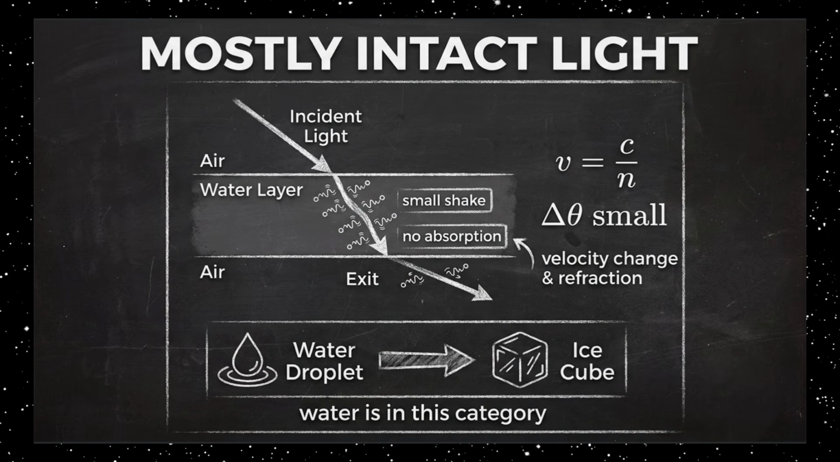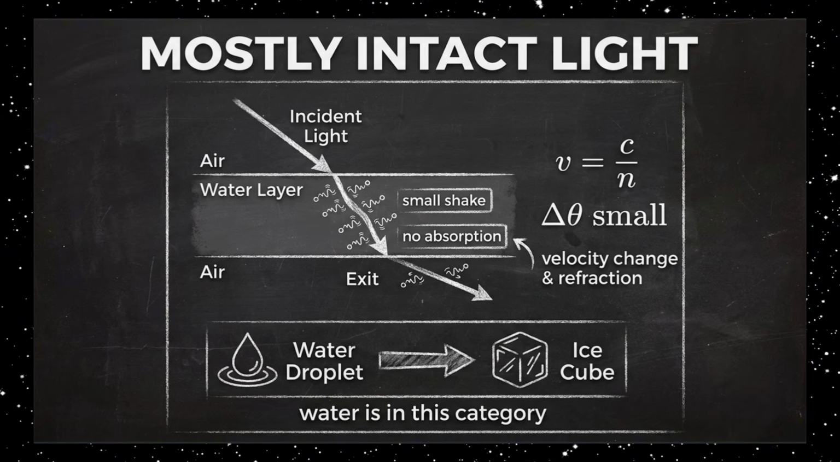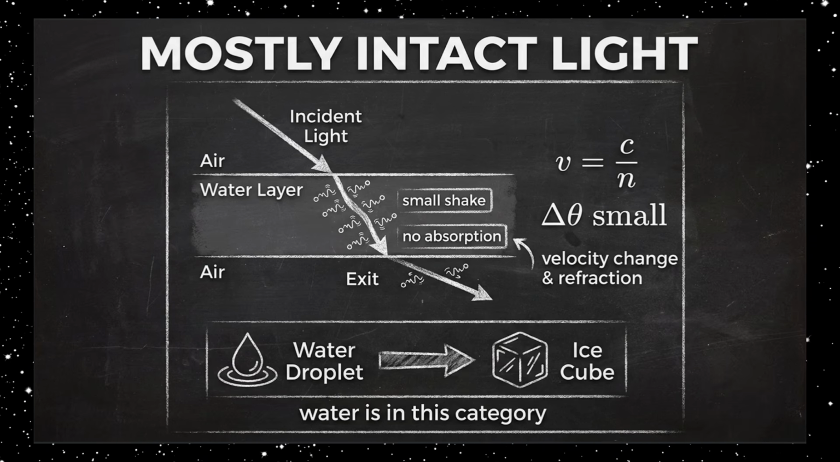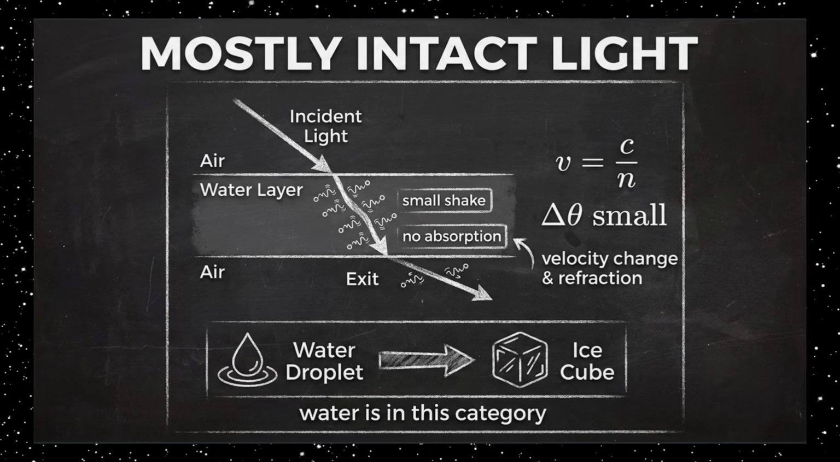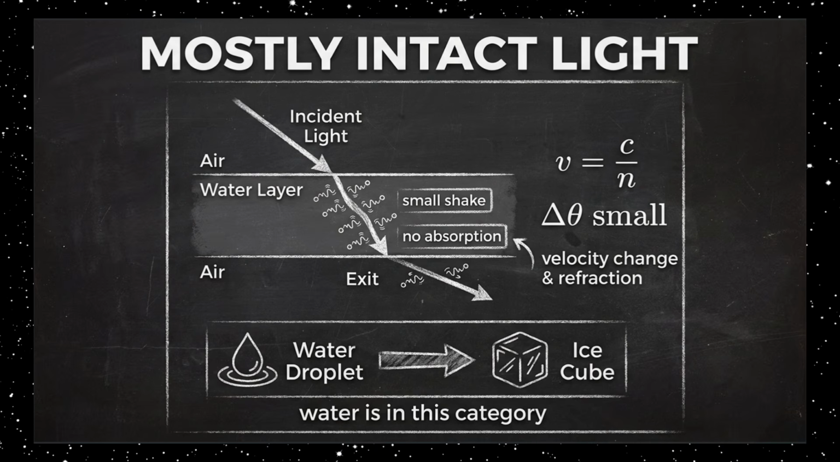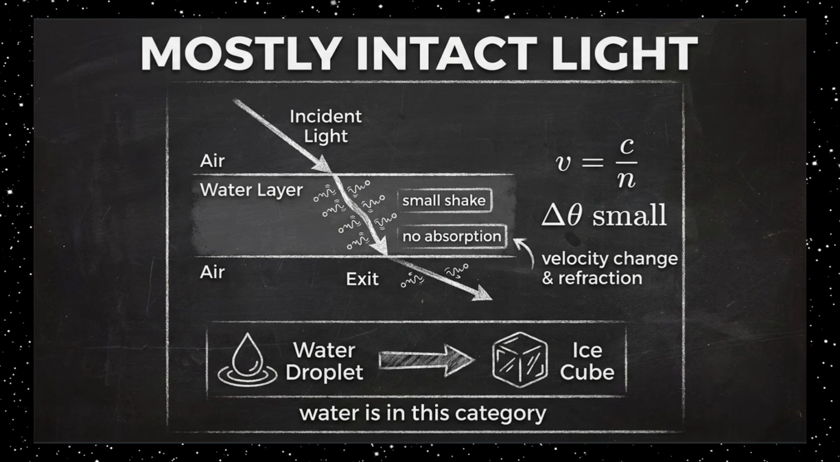The electrons do shake a little bit, but only a little. And they do not absorb the light. They just pass it along. The light goes through, slightly slowed, slightly bent, but mostly intact.